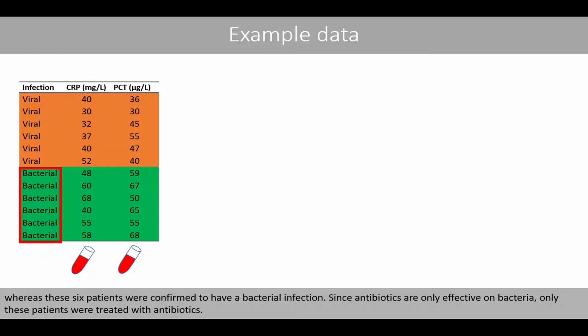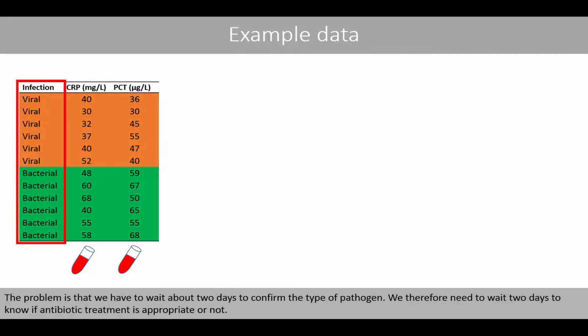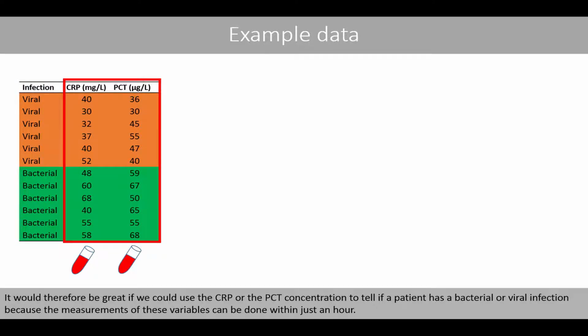Since antibiotics are only effective on bacteria, only these patients were treated with antibiotics. The problem is that we have to wait about 2 days to confirm the type of pathogen. We therefore need to wait 2 days to know if the antibiotic treatment is appropriate or not. It would therefore be great if we could use the CRP or the PCT concentration to tell if a patient has a bacterial or viral infection, because the measurements of these variables can be done within just an hour.